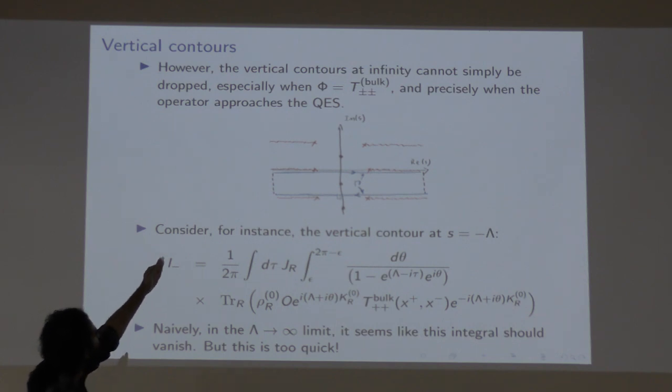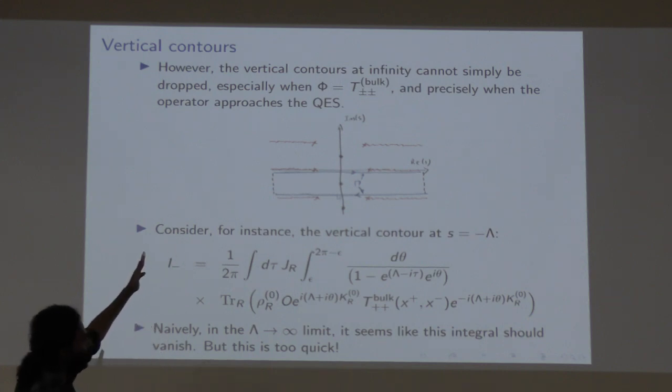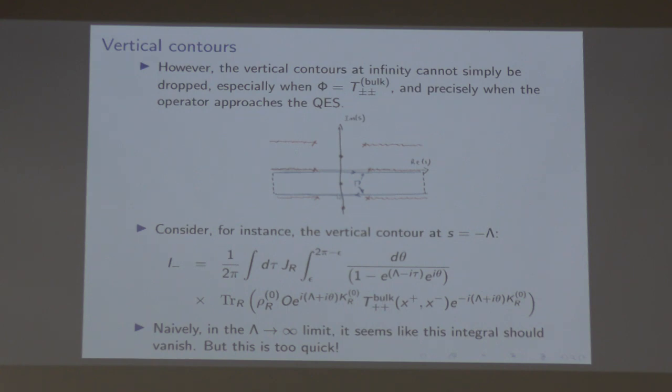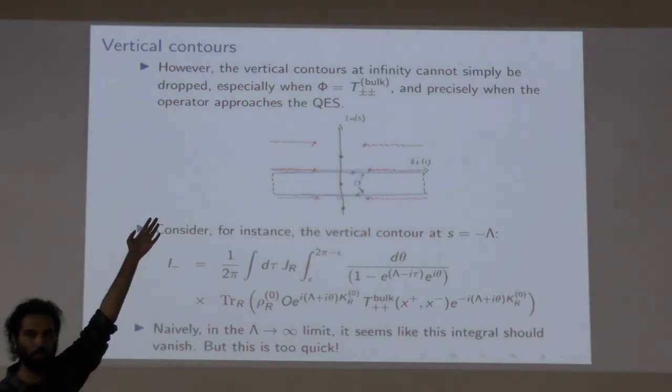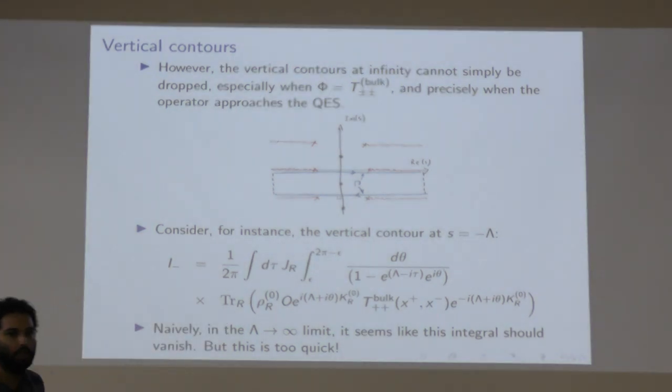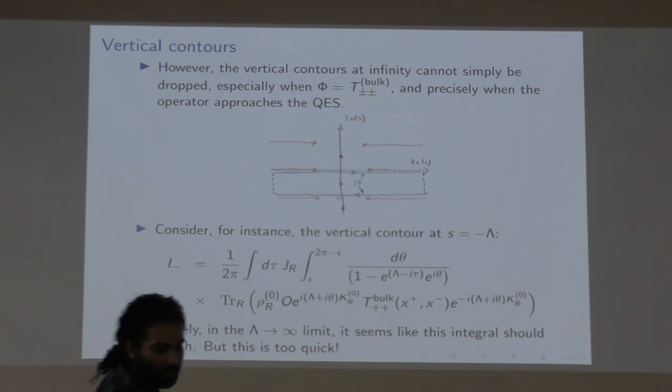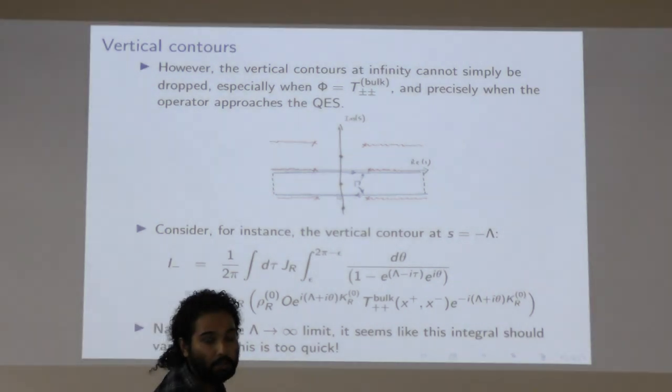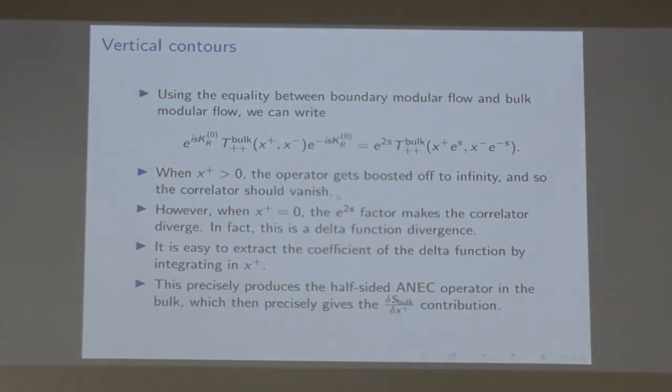Let's say the vertical contour coming from s equals minus lambda, so this one, where lambda is going off to infinity. If you just write down what that expression is, it's very tempting to think that this is zero in the lambda going to infinity limit, essentially because you think that this operator E is being boosted off to infinity. There is this boost here. There's also the e to the lambda in the denominator. It looks like this thing is going to zero. So it's very tempting to just discard these vertical pieces. But one has to be a little bit careful.